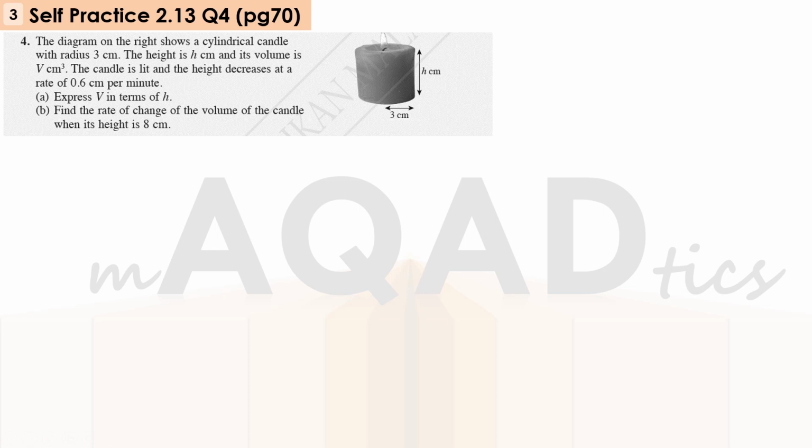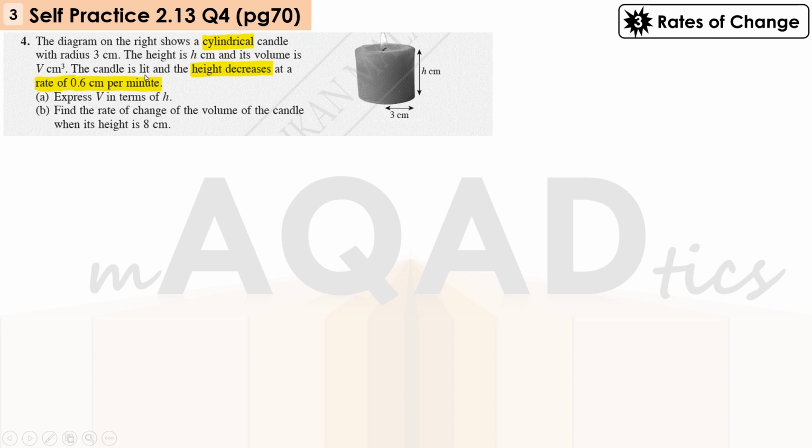Third question taken from textbook Self-Practice 2.13, question 4. So here we have a cylindrical candle and the radius is 3 cm, height is h and volume is V. So height and volume we don't know. Okay, and also it says that if I lit this candle, the height will decrease at a rate of 0.6 cm per minute. Okay, so this is an example of rate of change, which means we need to use the third application in differentiation, which is rates of change.